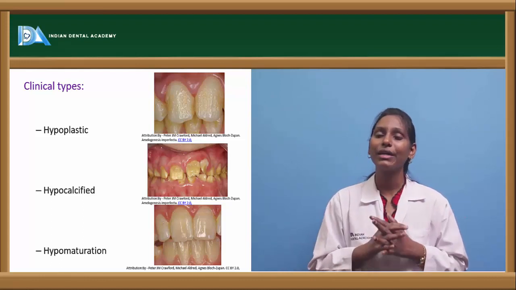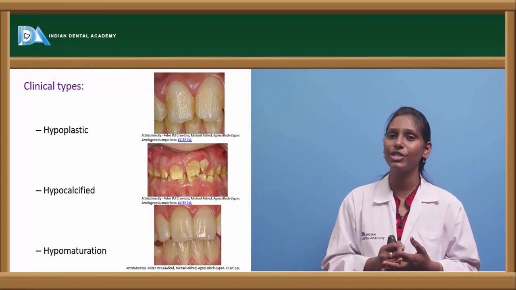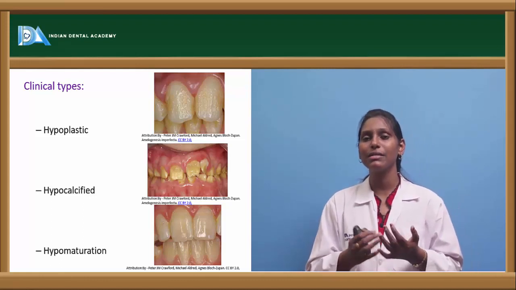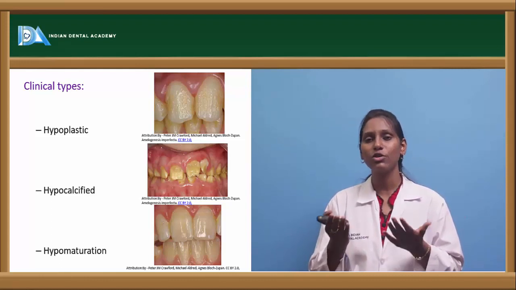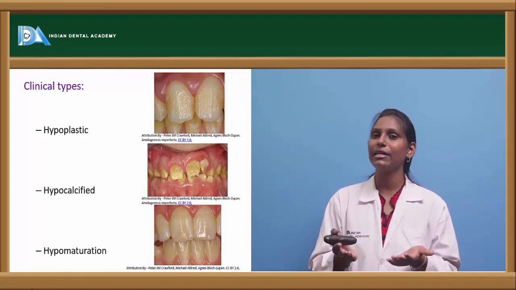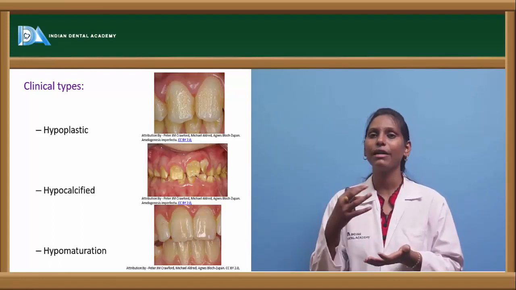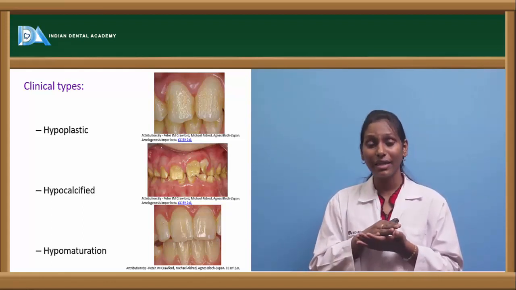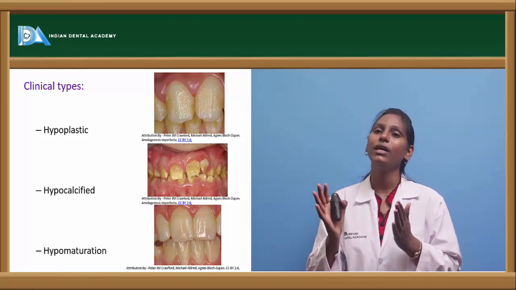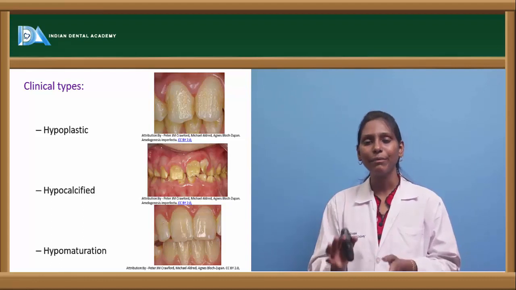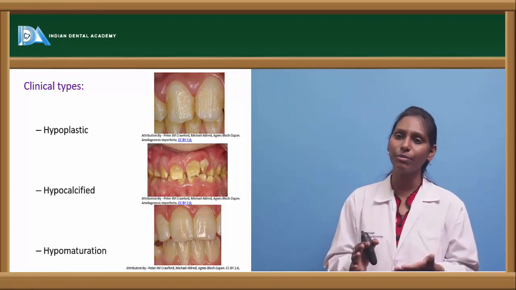And in these cases there are again three types, which include hypoplastic type, hypocalcified type and hypomaturation type. In hypoplastic type, the matrix that is laid is not proper. In case of hypocalcified, the matrix laid is proper, but it is not calcified properly. The calcium and phosphorus, that is the inorganic material, is not laid properly in your hypocalcified type. In hypomaturation type, the maturation phase is not proper.